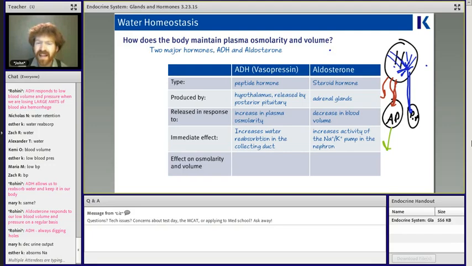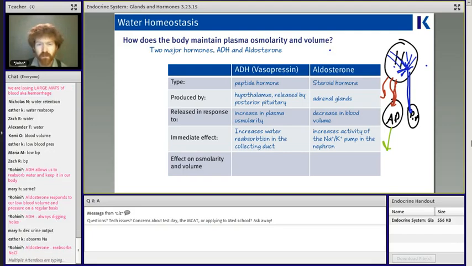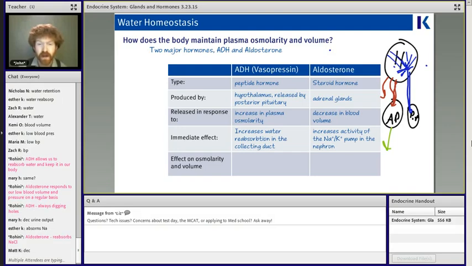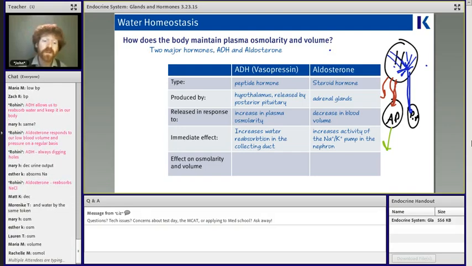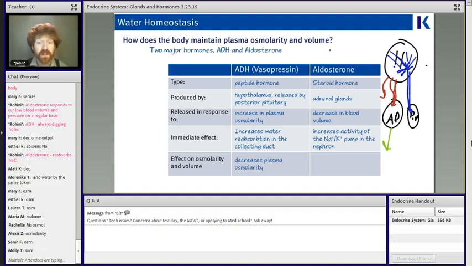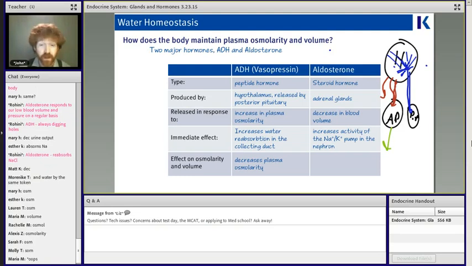So what's ADH's effect on osmolarity or volume? What's it affect more, osmolarity or volume for ADH? It mostly affects osmolarity. You got it. So it's going to decrease plasma osmolarity. Basically, it's going to make you more hydrated, right? It's like your blood's too concentrated. It's going to help dilute it out.